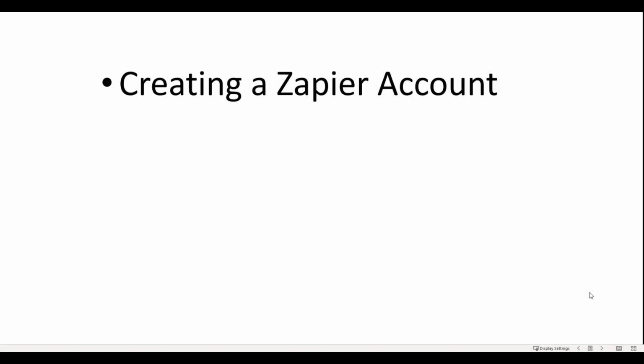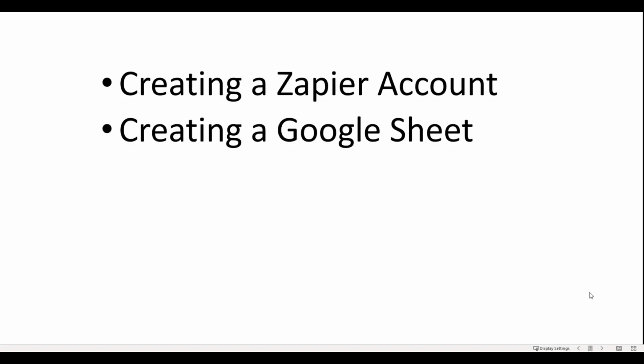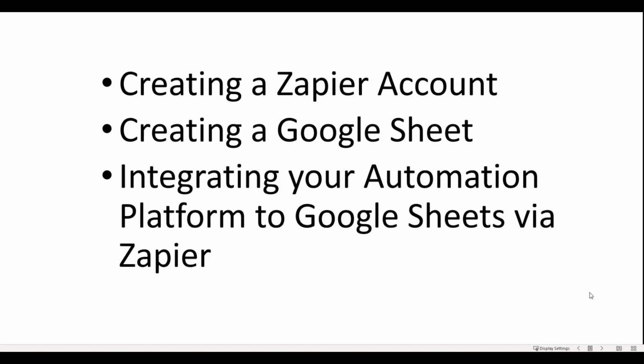using for this. So what we're going to cover is creating a Zapier account, creating a Google Sheet, and then integrating your automation platform to that Google Sheet via Zapier. So let's dive in and get started.